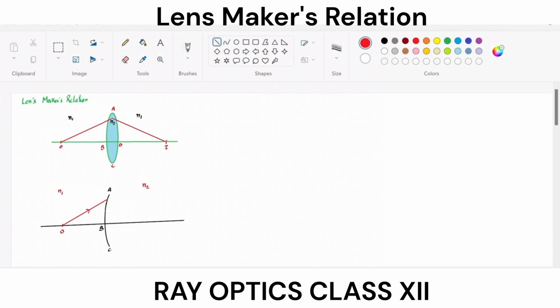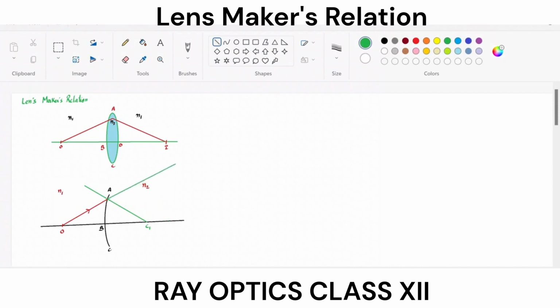Let's see. So let's draw first a center of curvature here. Since it is curved on the right hand side, the center of curvature will be lying on the right hand side on the principal axis. So let's call it C1. This is normal to the surface. Now think about it. The light is going from rarer to denser medium. Will it bend away from the normal, or will it bend towards the normal? If it is going from rarer to denser medium, it will bend towards the normal.